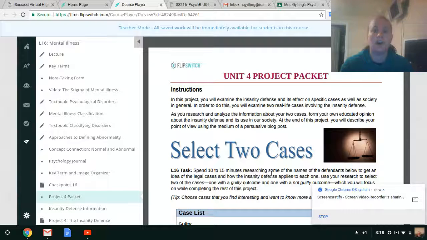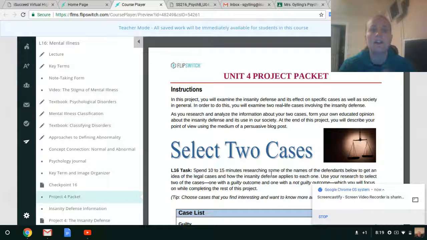This project is all about something called the insanity defense. You may have heard about it on some of those law shows like Law and Order, Blue Bloods. Someone goes to court and they say, I'm not guilty because I am insane. I plead the insanity. And you're going to learn about that. You're going to do a little bit of research and decide how you feel about it. Do you think it's a legitimate defense? Or do you think it's something that we shouldn't have in our court systems? You get to be the judge and do a little bit of study and see how you feel.